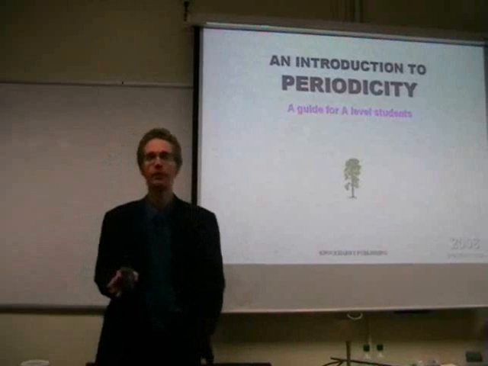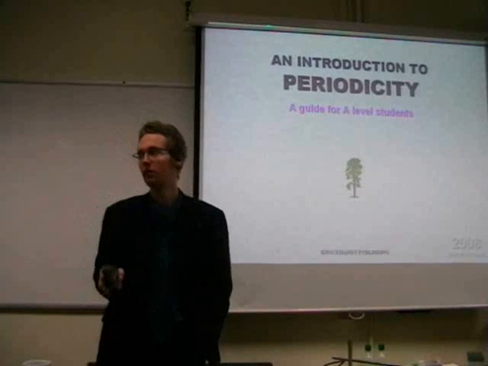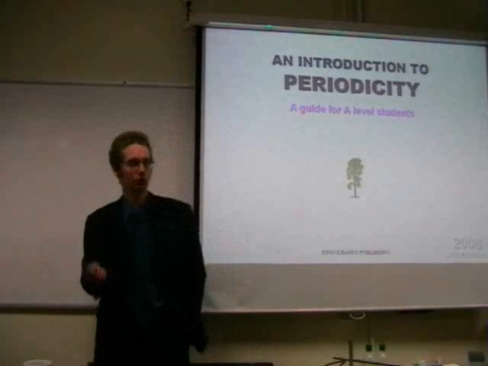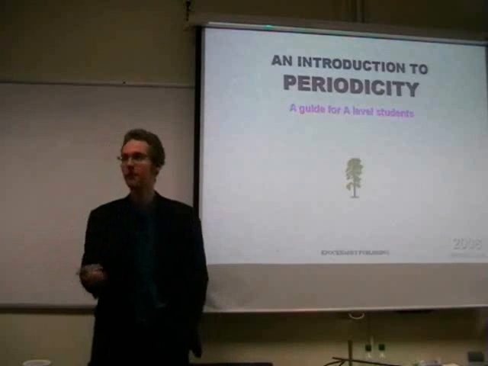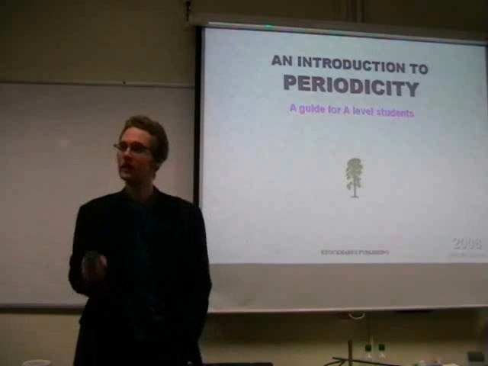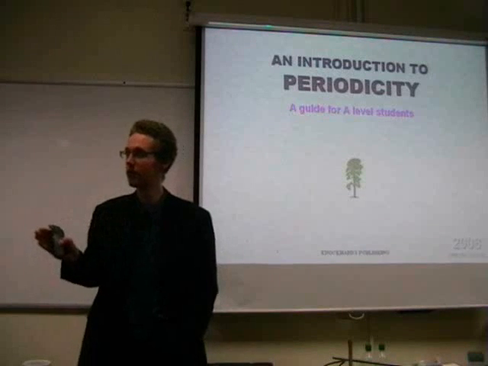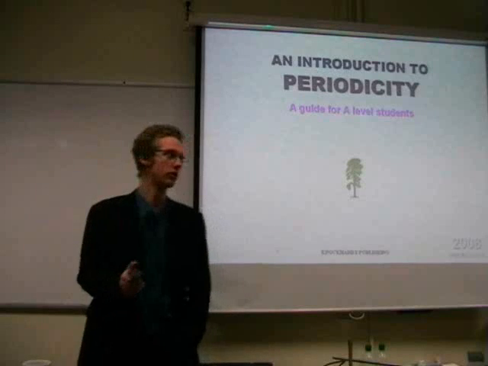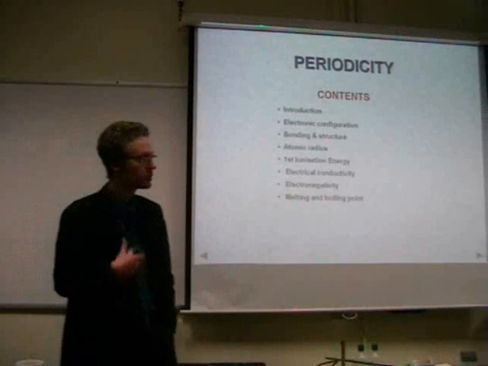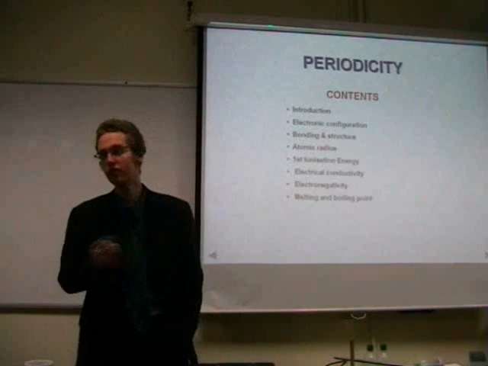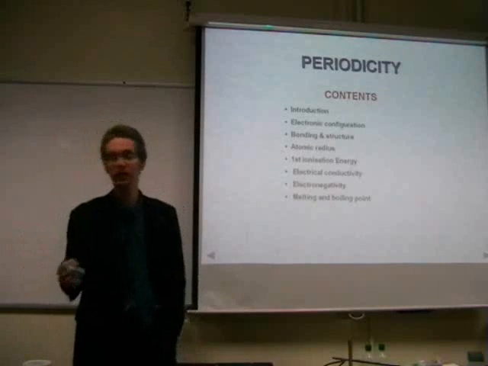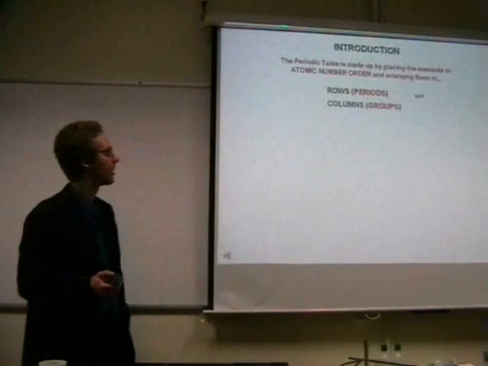Right, we're going to look at periodicity. Very simply, periodicity means repeating pattern. And the periodic table is called that because there is a repeating pattern of properties of the elements. What you need to know is the pattern of properties across period 3 and down group 2. So, it all stems from an increase in atomic number, and therefore an increase in the number of electrons.